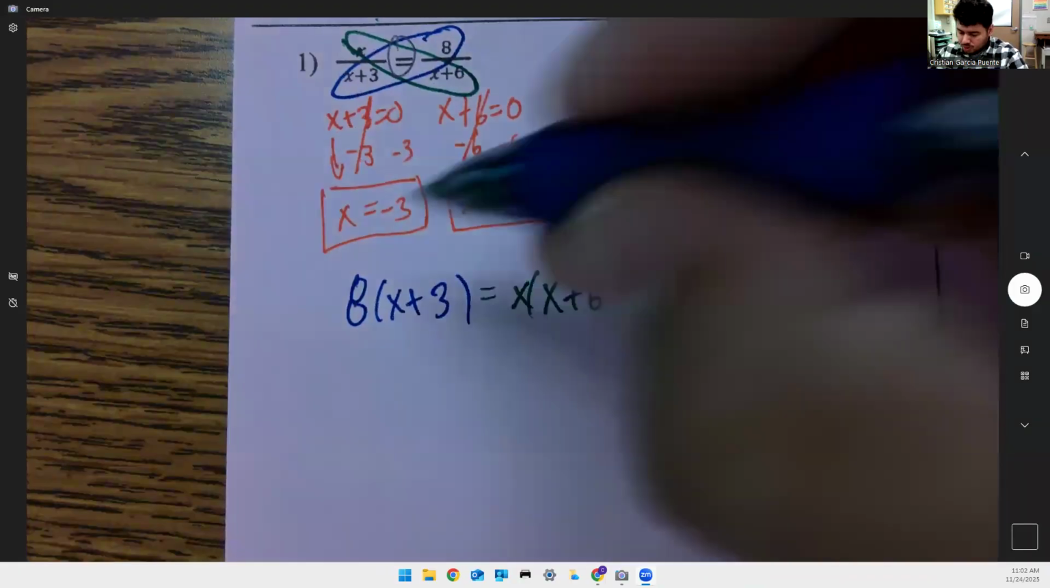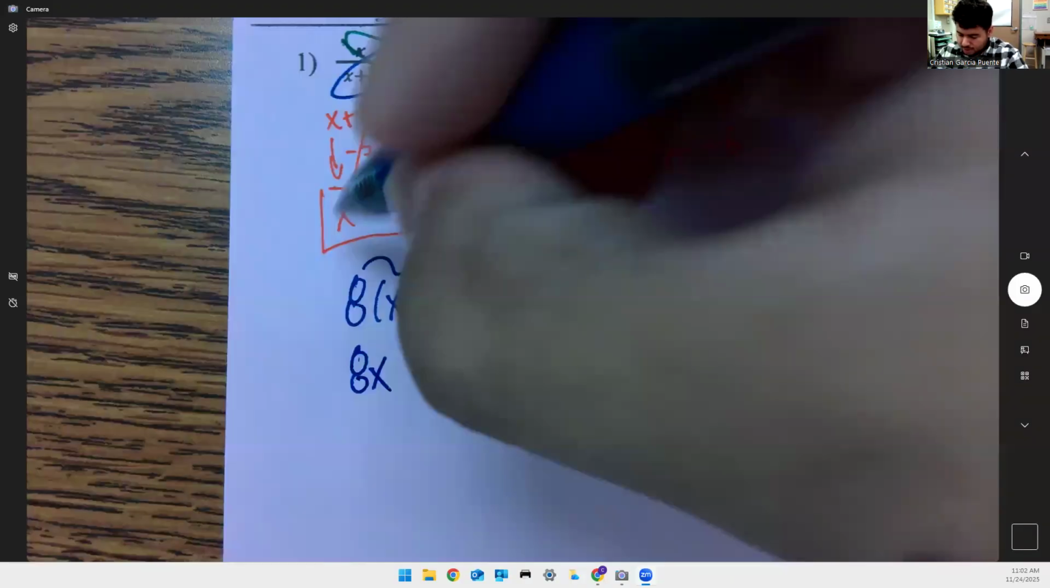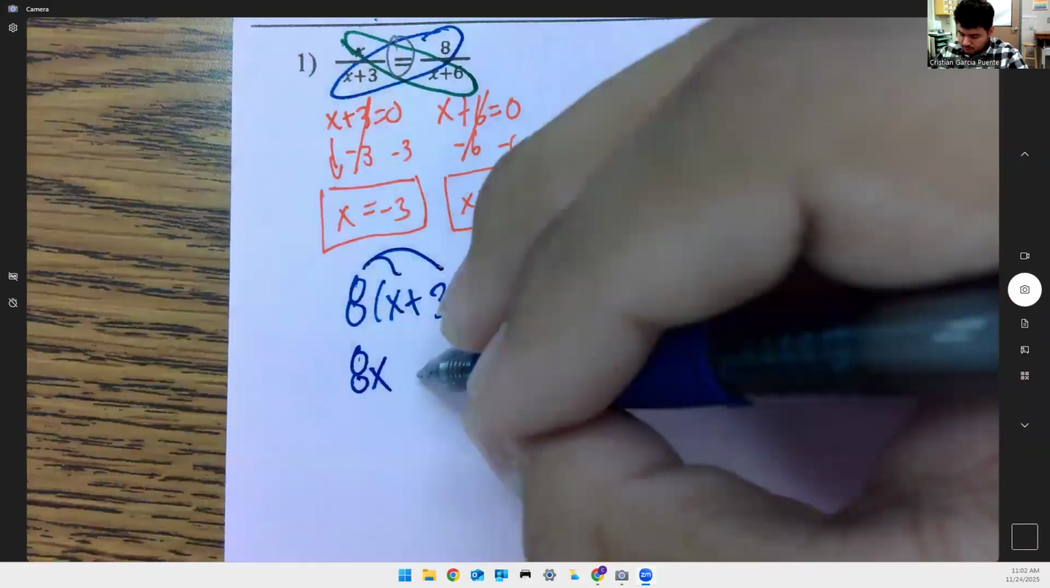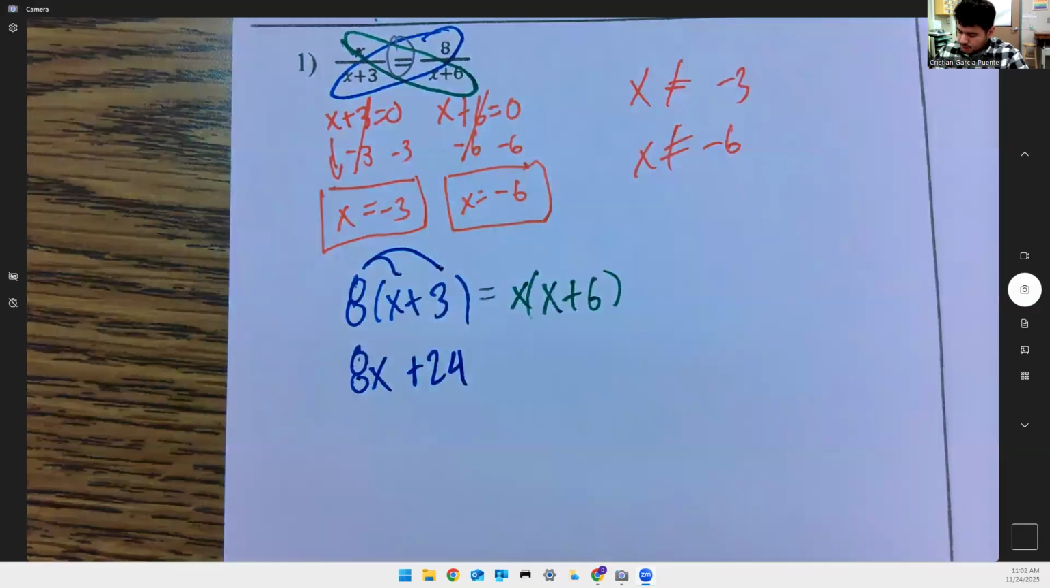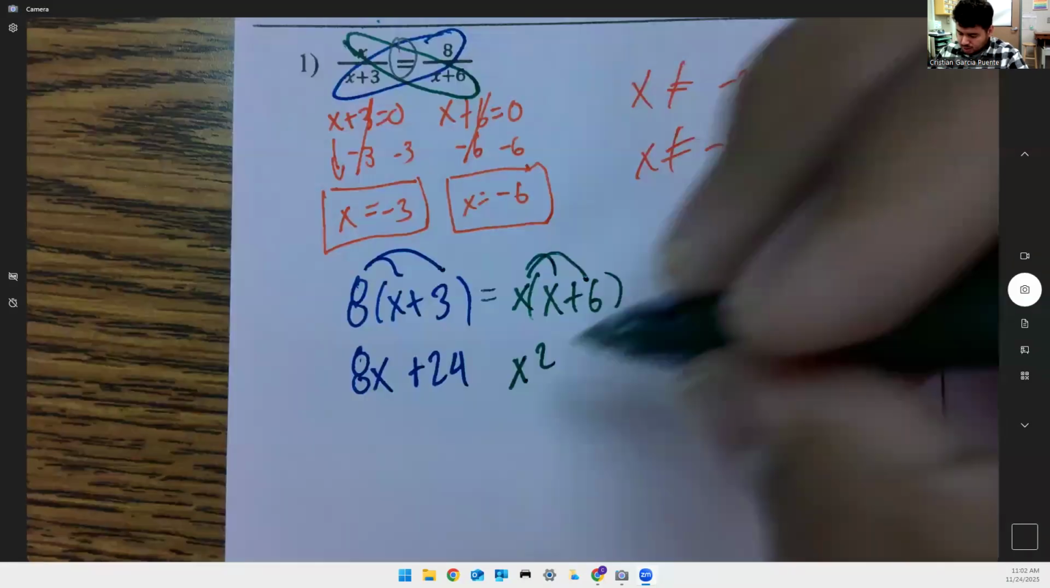Now we're going to distribute. So what's 8 times x? You have 8x. 8 times positive 3, that's 8, 16, 24. x times x is x squared, and then x times 6 is positive 6x.